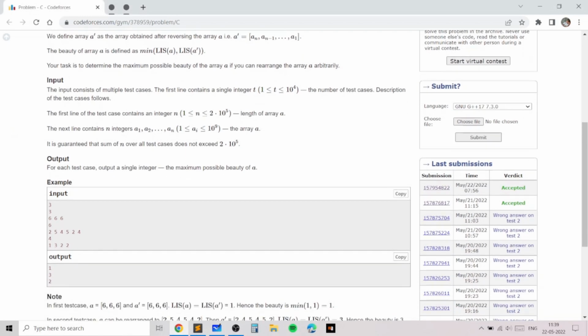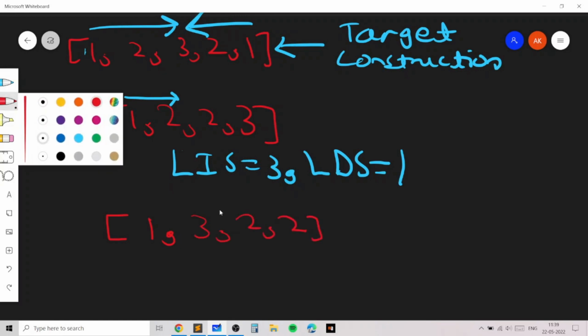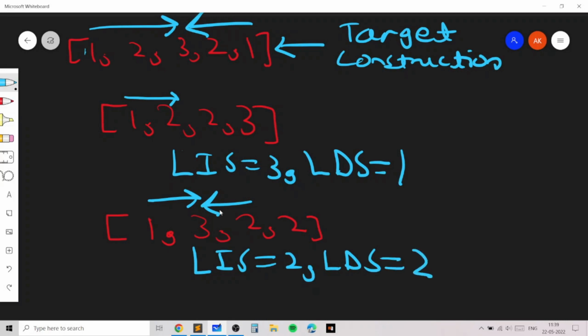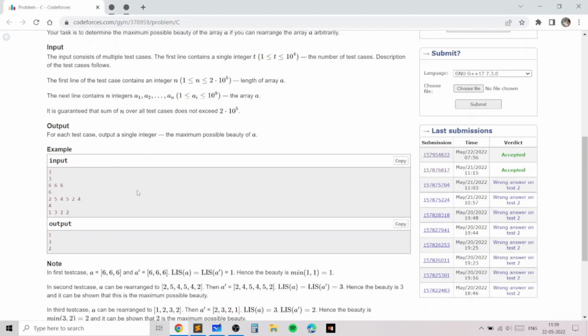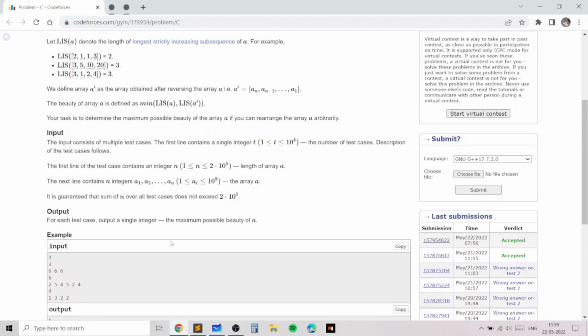However, there is actually another optimal solution, sorry. The other optimal construction which will give us a better result is this. In this case, you can see that 1 to 3 is increasing, and then 2 to 3 is also increasing in this way. So that's why the LIS is 2, and the decreasing subsequence is 3, 2, which is also of length 2. So this construction proves to be optimal and gives us the maximum possible beauty of 2.